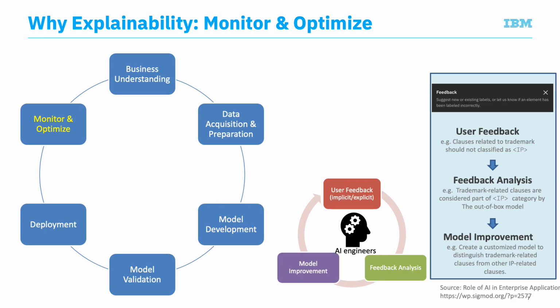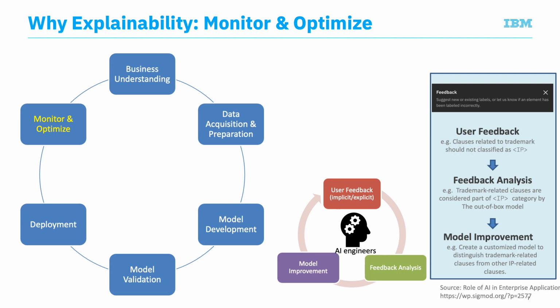Another important stage where explainability is required from the engineering perspective is the stage of monitor and optimize. Similar to what we have seen in model development, by analyzing user feedback, which could be provided explicitly or implicitly, AI engineers identify that clauses related to trademark in contracts are incorrectly classified as IP.